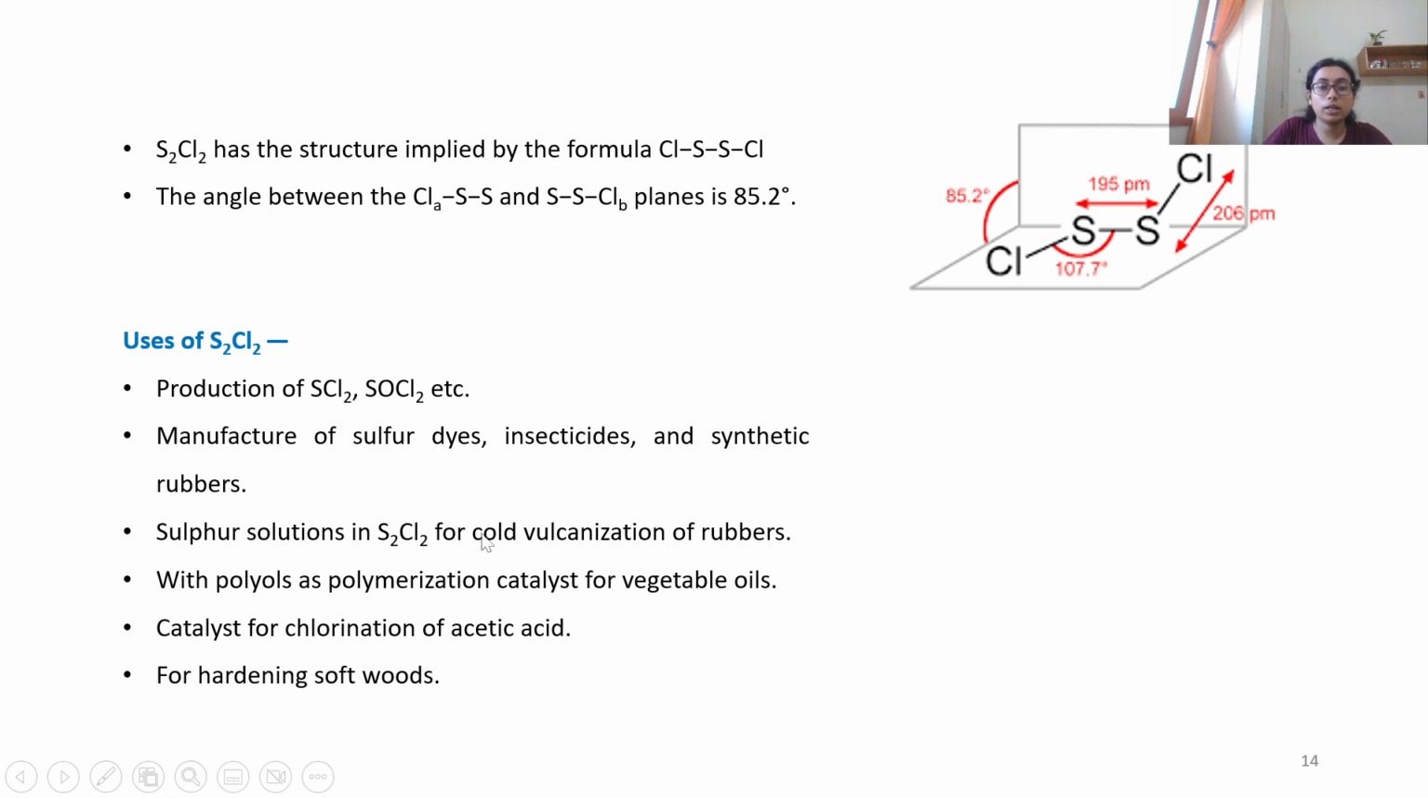Then vulcanization, as we have already discussed, means sulfur linkage between two long aliphatic chains, and it can lead to that by providing a sulfur source. Then it is used in manufacturing sulfur dyes, insecticides and rubbers, and with polyols as a polymerization catalyst for vegetable oils. These are the basic uses of disulfur dichloride.